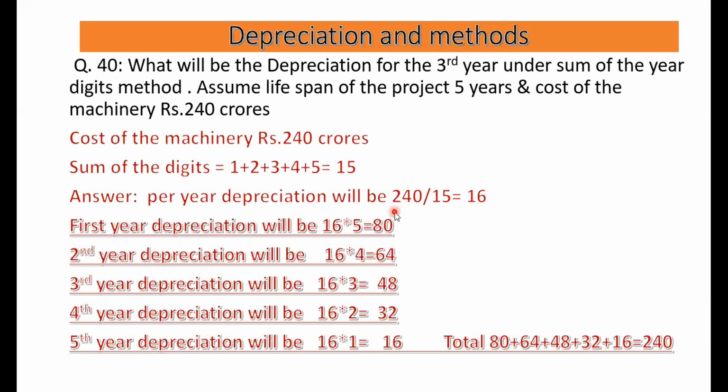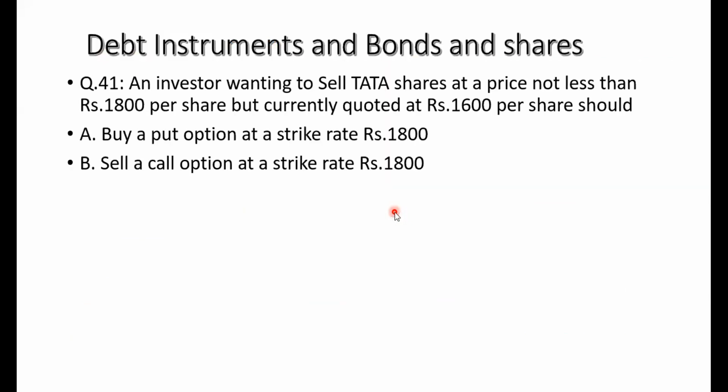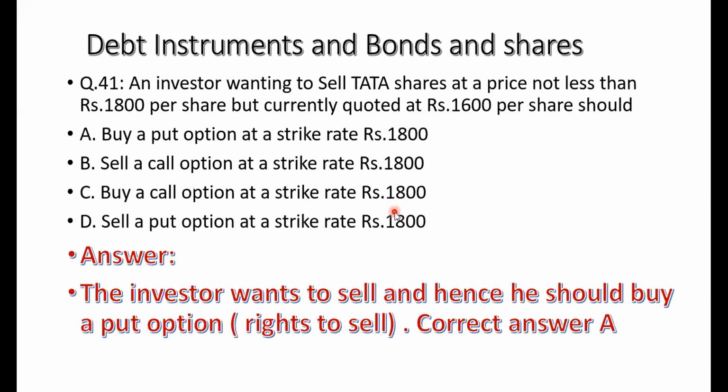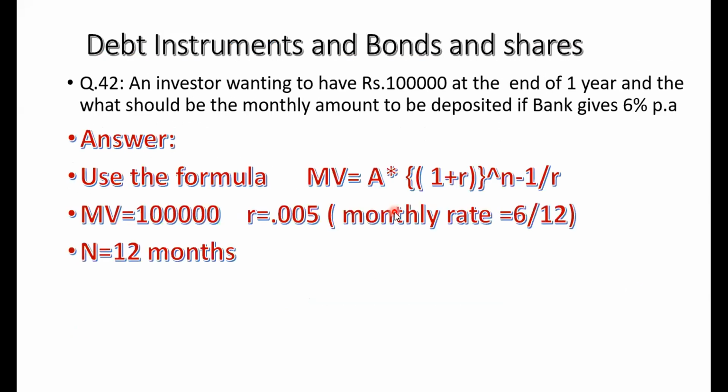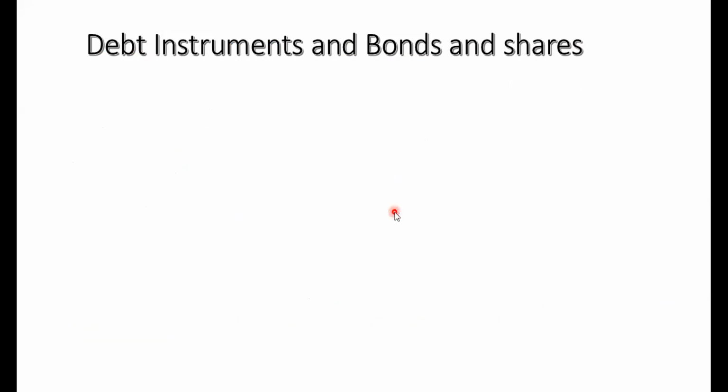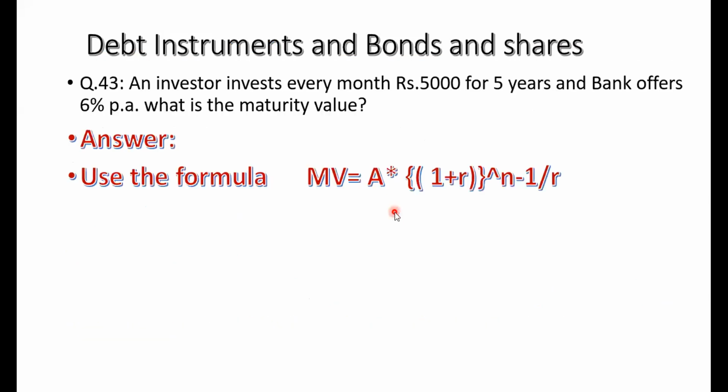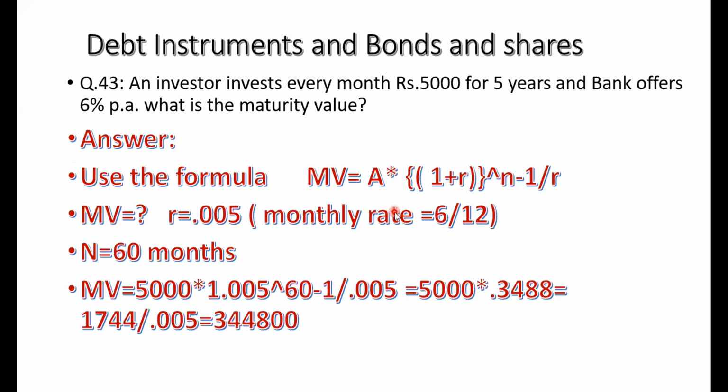That is known as what? So the sum of digit method always they are asking, this is the formula. Now the next question, we have already done a similar question, so don't worry. Next, RD: what will be the monthly amount? Same formula you follow. Then again, every year you are investing 5,000. What is the maturity value?